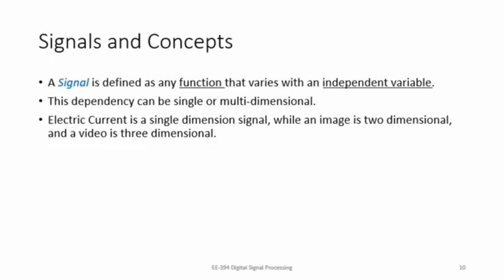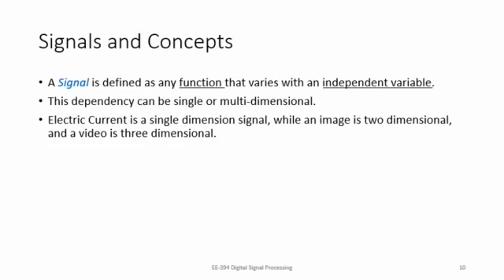Okay, let us move further. Let us now look at signals in a bit deeper sense. We have already discussed earlier that a signal is a function that varies with an independent variable. Now this dependency can be single or multidimensional. For example, an electric current is a single dimensional signal which depends on only one independent variable, which in this case is time.